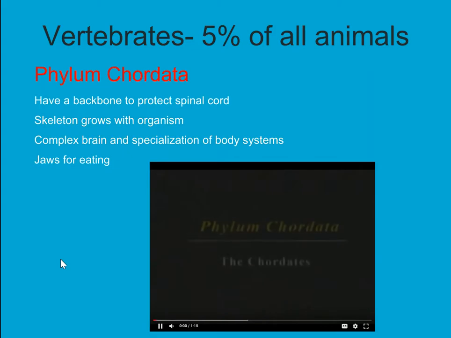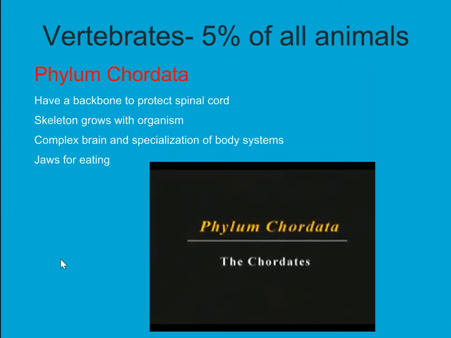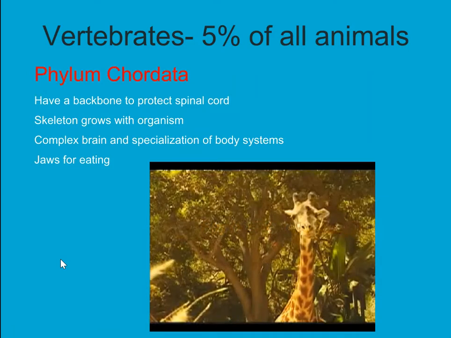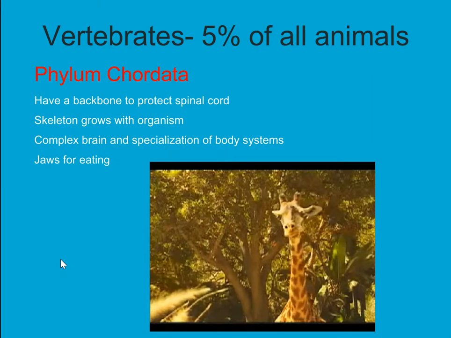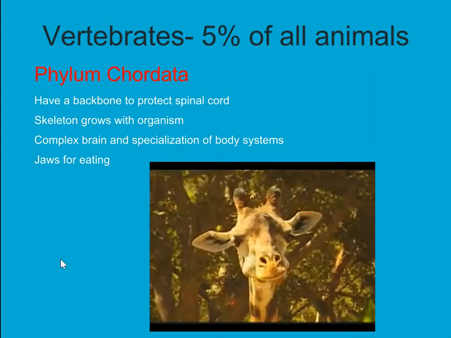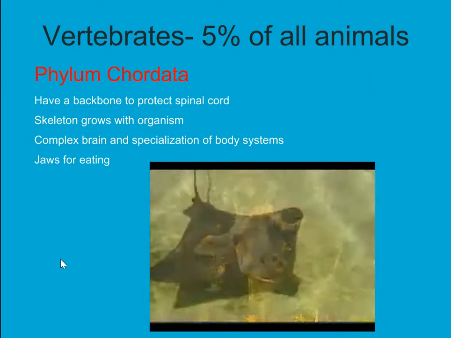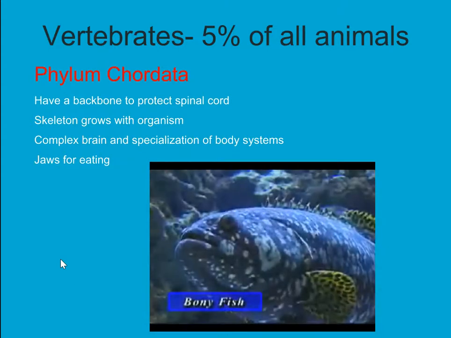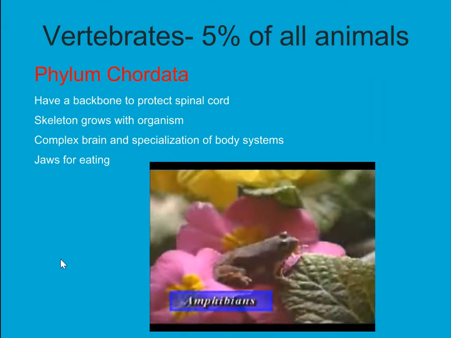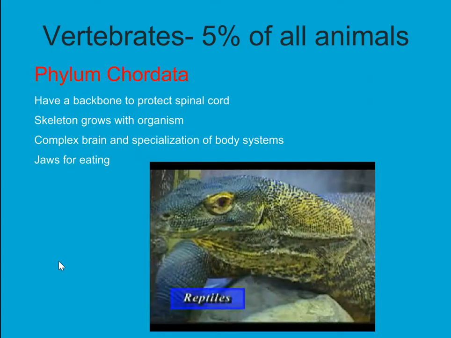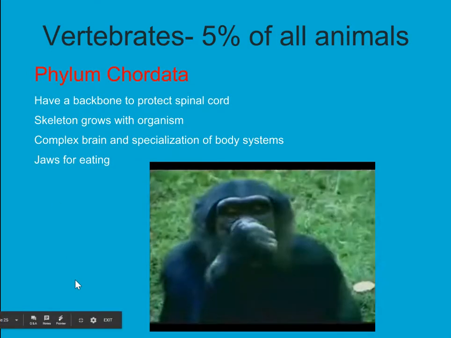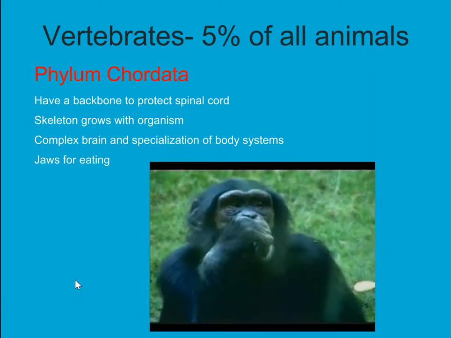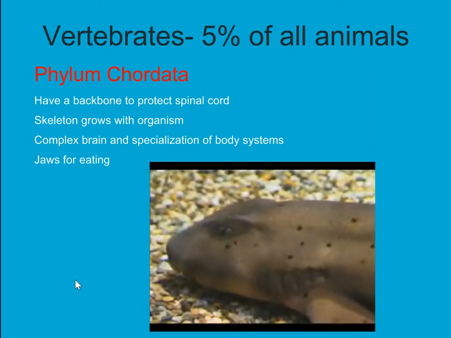The last and the most advanced phylum of animals are the chordates. Almost all chordates are vertebrates, animals with backbones and highly developed organ systems. Vertebrates are the largest animals, and they come in several basic classes, such as cartilage fish, bony fish, amphibians, reptiles, birds, and mammals.